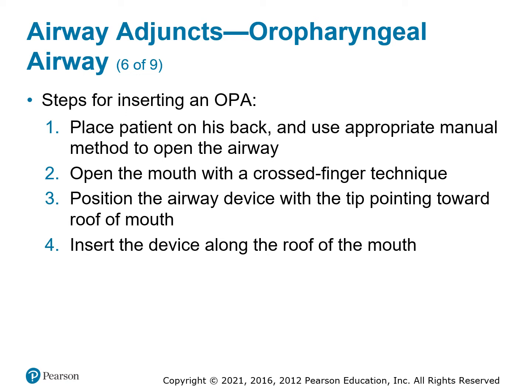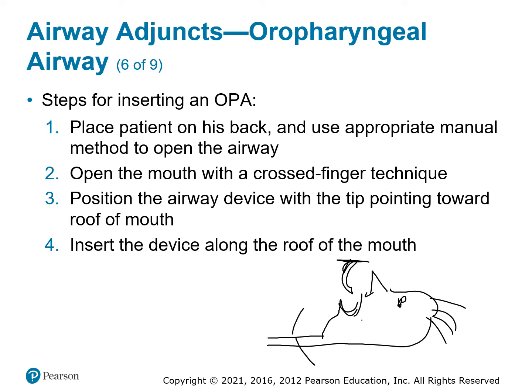Let's see here. So you've got your person's face here. There's the eye, and you've got their mouth. And then you're going to put the OPA in this direction. It looks like it's upside down, right? I'm a horrible artist. There you go. So it's going to go in upside down like this at first. The hard palate is right here. You're going to put it towards that, and then once you put the device in, you'll be able to rotate it around.